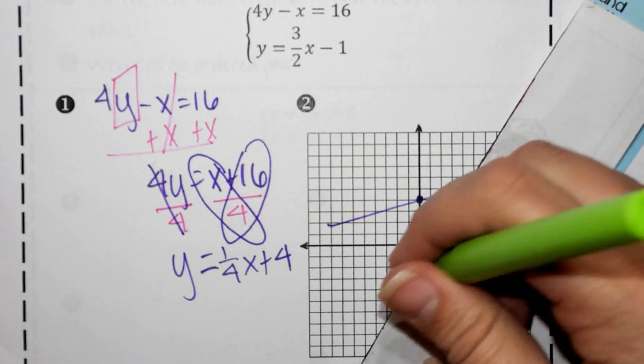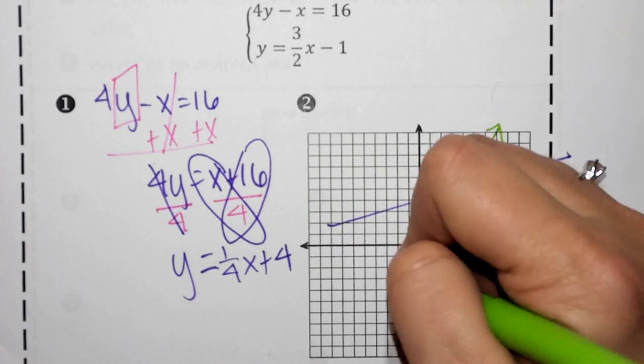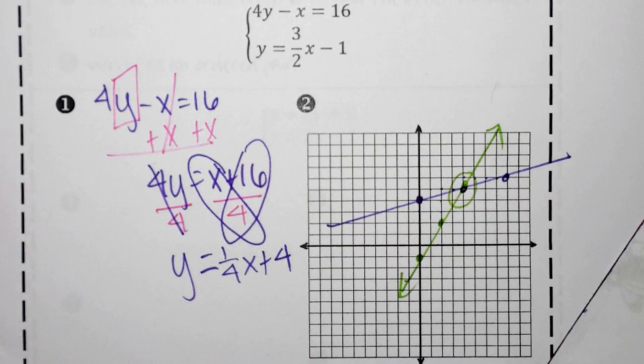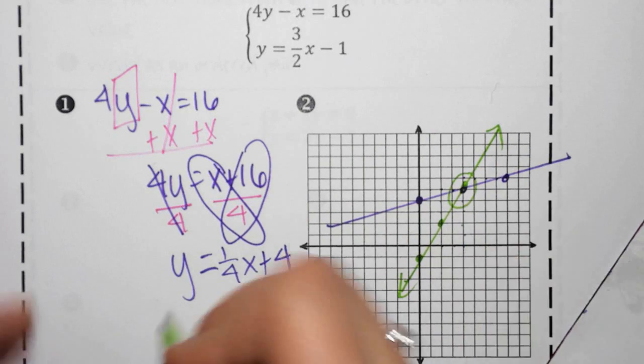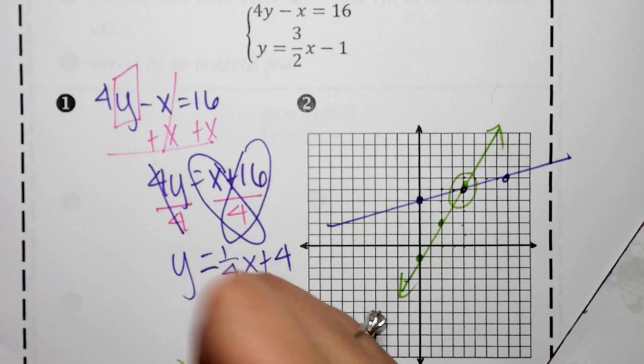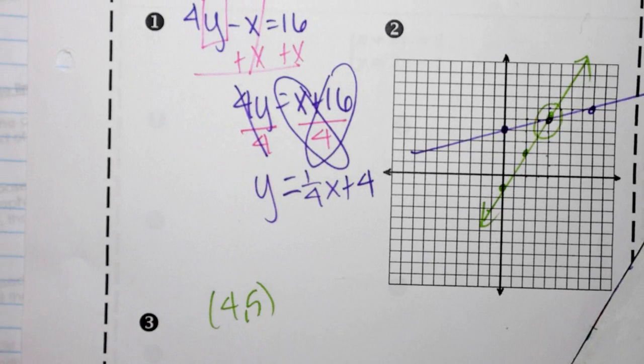So the last step after you've solved for y and graphed, you have to write this as a coordinate. And that is 1, 2, 3, 4, 1, 2, 3, 4, 5. 4, 5. And that's it.